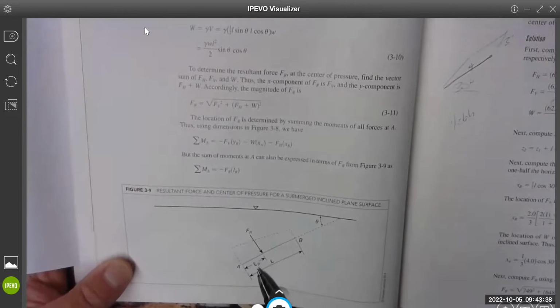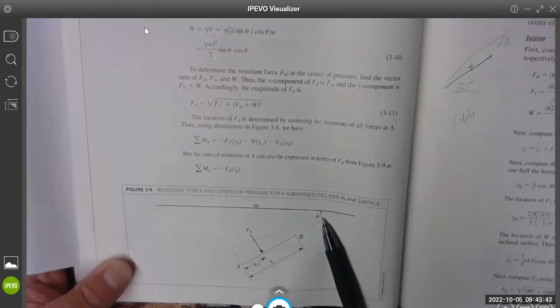It's this thing right here, right? It's this location based on this slope.